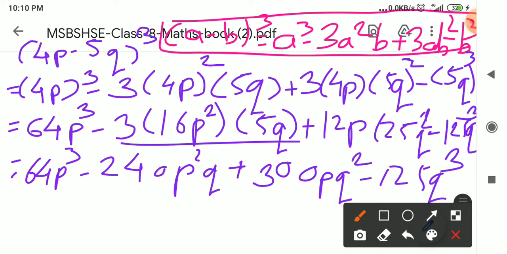This is the solving of (4p minus 5q) brackets cube. So according to the formula we factorize it at first, and then we just write its solving. In this way you have to solve the example by using the factorization. So our answer is 64p cube minus 240p square q plus 300pq square minus 125q cube. If there are signs here, we have to check each and every step. Then we will get the answer of the question.